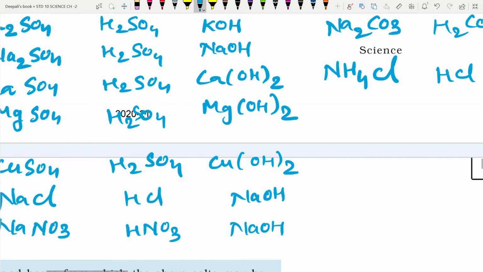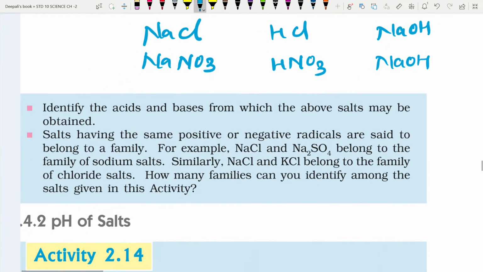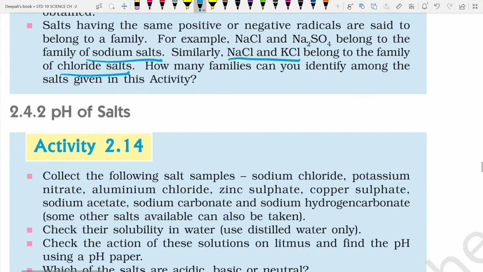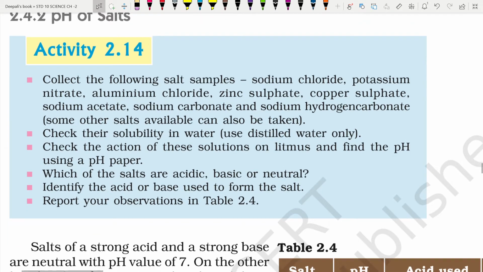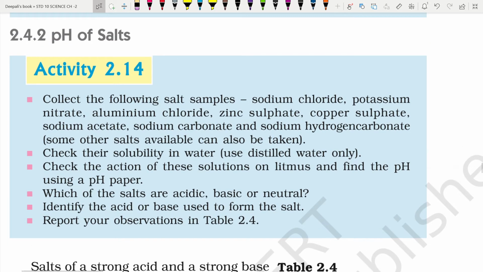We know that salts are formed by neutralization reaction, or reaction between acid and base. Salts having the same positive or negative ions are said to belong to the same family. For example, NaCl and Na2SO4 belong to the sodium family. Similarly, NaCl and KCl belong to the chloride family. There are many more families, like the sulphate family, etc. Now let us see the pH of salts.